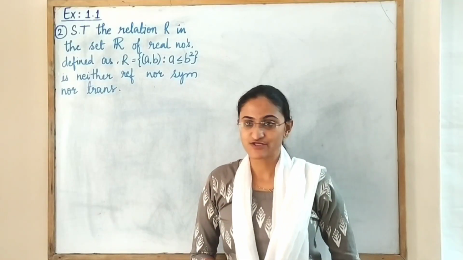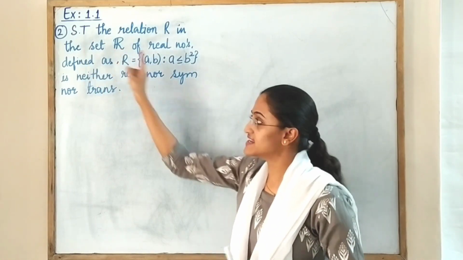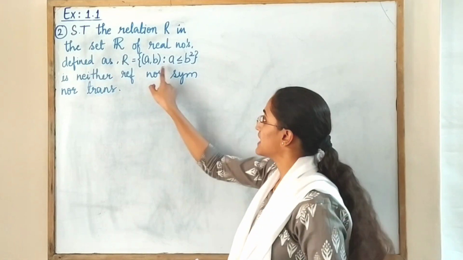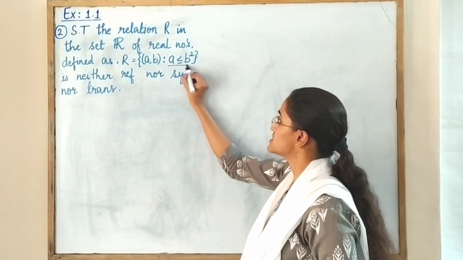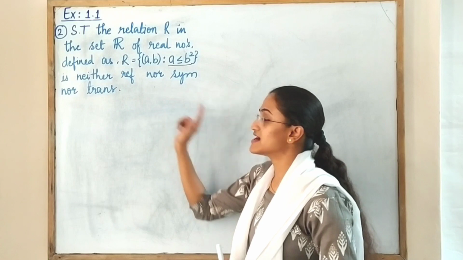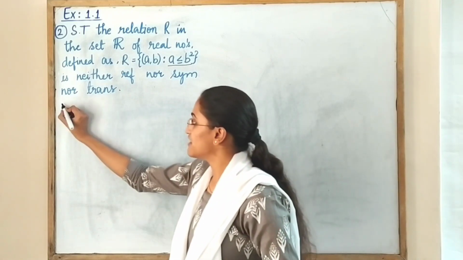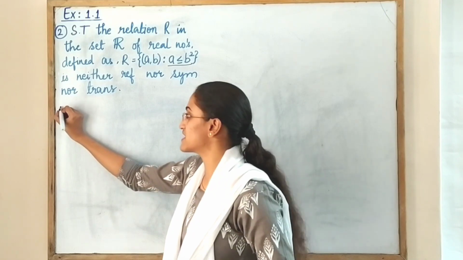Check out the next one. Show that the relation R in the set of all real numbers defined as A, B such that A is less than or equal to B square is neither reflexive nor symmetric nor transitive. Now again we shall start in the generalized way.